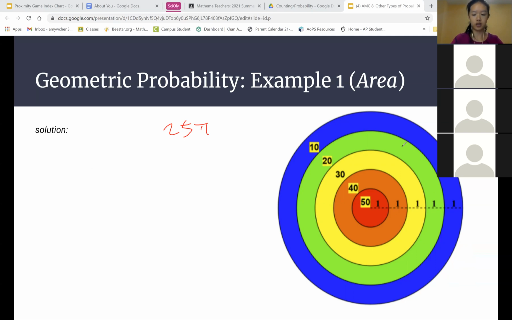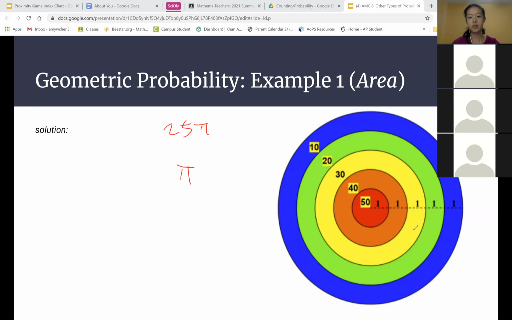Now, what's the area of just this red part here, the 50-point area? It would just be pi, because this radius is just 1, so it's 1 squared times pi. Now, what would be the area of this orange part? Just the orange part, though. This orange part would have an area of 3 pi.